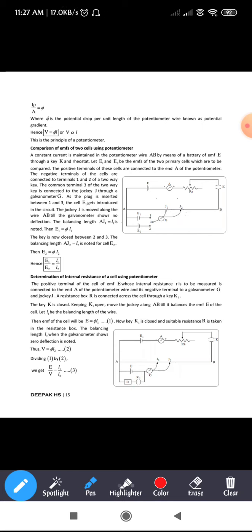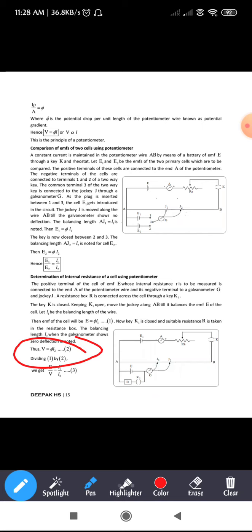So once it is closed, what happens? The current also flows through this circuit here, that is through the resistance box and the plug key. So what happens when you slide the jockey on the wire again? Let us say that at point J2 you are going to get the balancing length. That reading you are going to note down, and express as equation 2, that is V is equal to phi into L2.